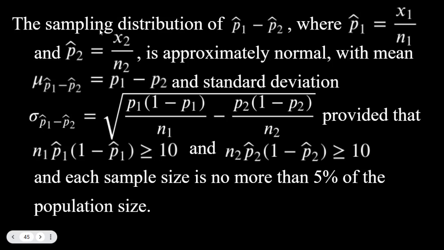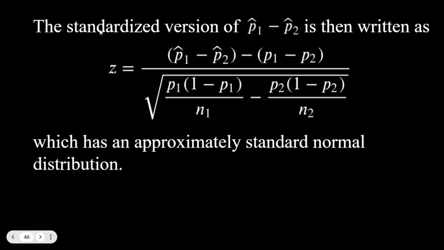Again, we're going to be using the calculators to help us, and it's just a matter of typing in the numbers. The calculator will do all of this work for us in the background, but these are the formulas that the calculator is using. Once again, we do want to make sure the sample size is no more than 5% of the population size. The standardized version of p1 hat minus p2 hat is written as this. The z-score would be given here, and with proportions, remember we do use z-scores, but again, we don't have to worry about this. The calculator will take care of this formula for us, and this would give us the approximately standard normal distribution.